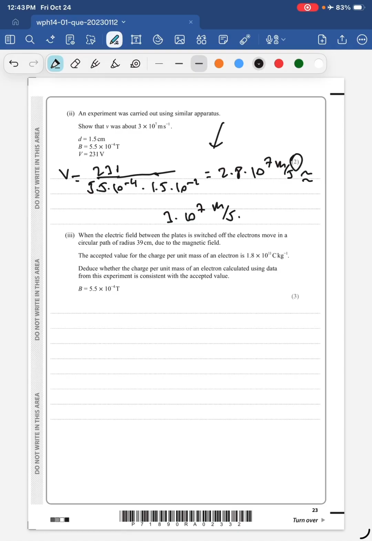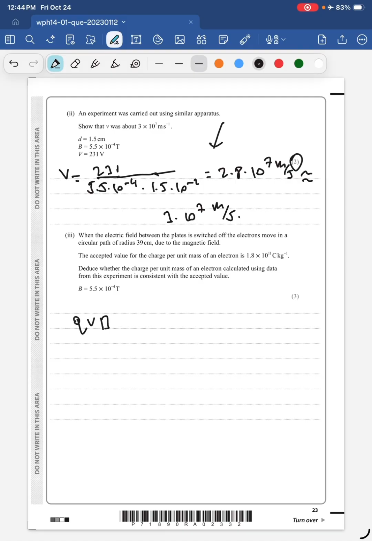So, part 3. When the electric field between the plates is switched off, the electrons move in a circular path of radius 39 centimeters due to the magnetic field. The accepted value of the charge per unit mass of an electron is 1.8 times 10 to the 11 coulombs per kilogram. Deduce whether the charge per unit mass of an electron calculated using data from this experiment is consistent with the accepted value. So when the electric field is switched off, the only force that remains is QVB.